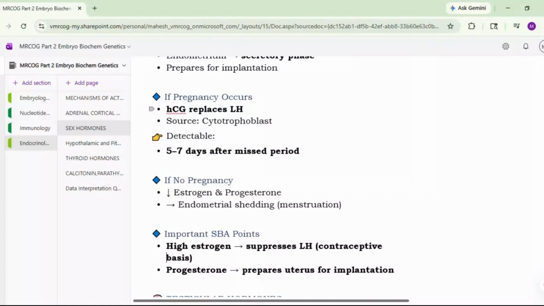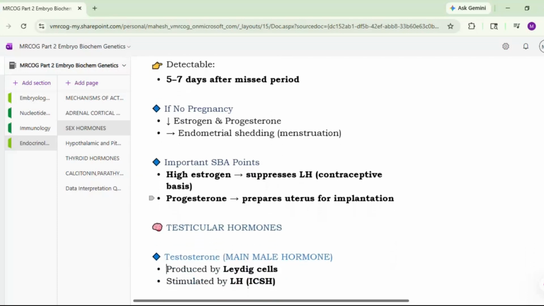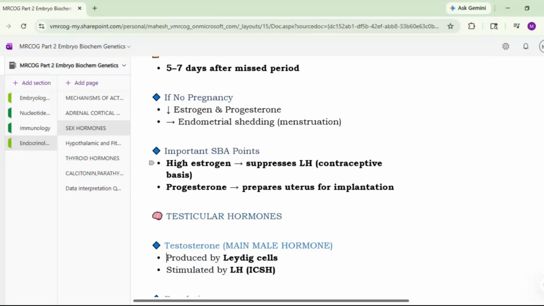So if pregnancy happens, the hCG will replace the LH, from the cytotrophoblast. And all this we have seen in general embryology. Okay, so it is detectable 5 to 7 days after the missed period. If there is no pregnancy, then what will happen? There will be a decrease in estrogen and progesterone level that will lead to the endometrial shedding. That is the menstruation. Okay, so from the examination point of view, it is the high estrogen level that suppresses the LH that gives the contraceptive basis.